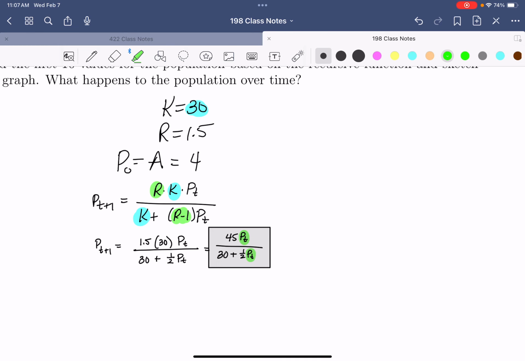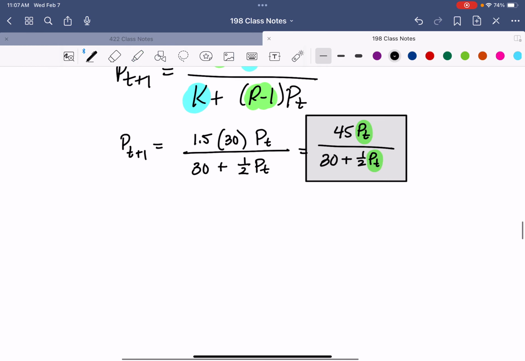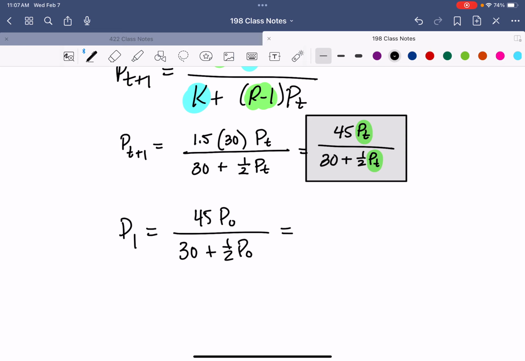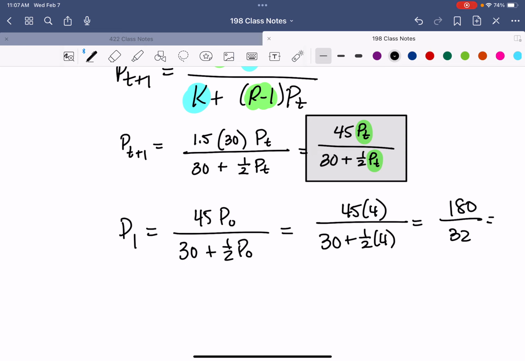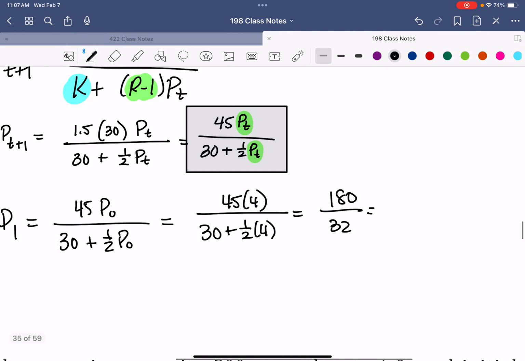So you're going to be plugging in the 45, so your P1 here. I'm only going to write out the first one or two. So P1 is 45 times P0, the previous value, over 30 plus 1/2 of P0. And your P0 is 4. So this is 45 times 4 divided by 30 plus 1/2 of 4. So let's see, that's 180 divided by 32, which we can get pretty quickly with any calculator. And we get 5.625. So that's my next population.